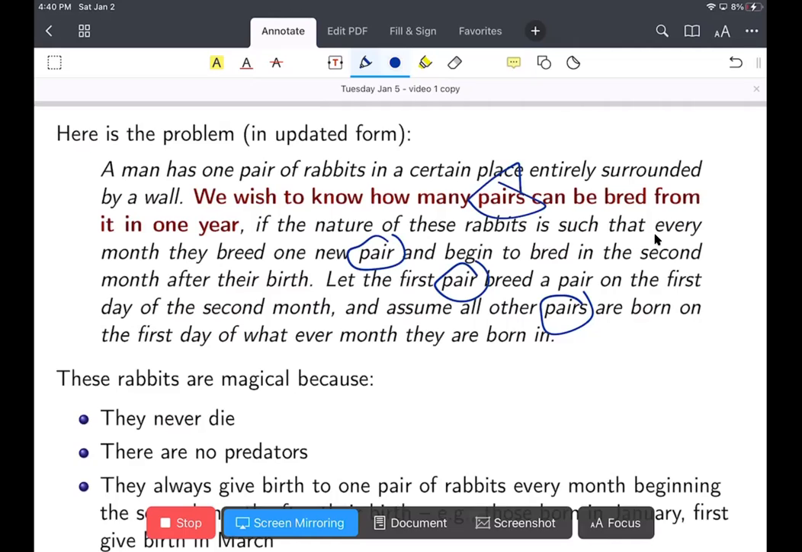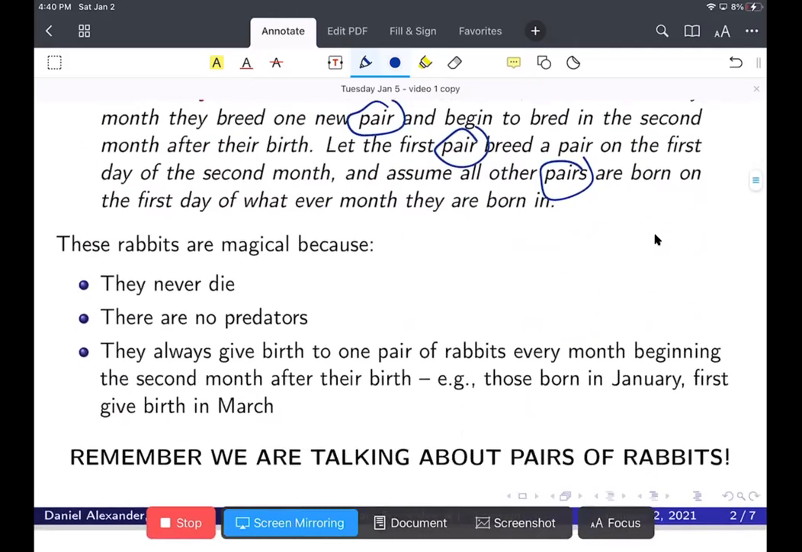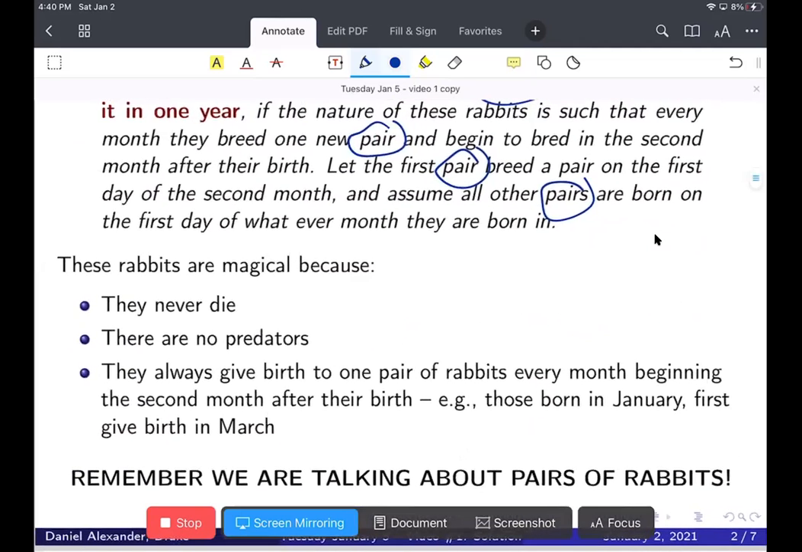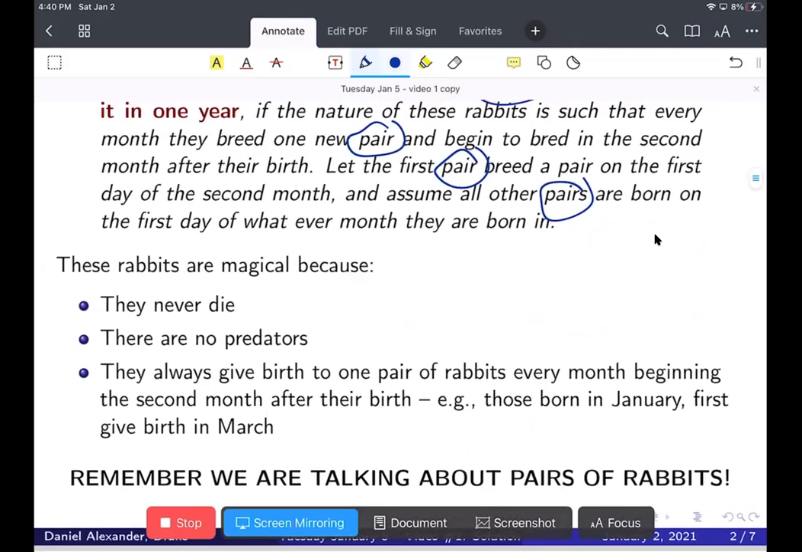And I keep circling that word pair, because we're talking about pairs of rabbits, not numbers of rabbits, but pairs. And you have to remember these rabbits are magical because they never die. They don't have any predators, and they always give birth to one pair of rabbits every month, beginning the second month after their birth. And they always do that on the first day. So, for example, those born in January give their first birth on March 1st. Those born in February give their first birth in April. So there's this lag. Okay, so that's the problem.